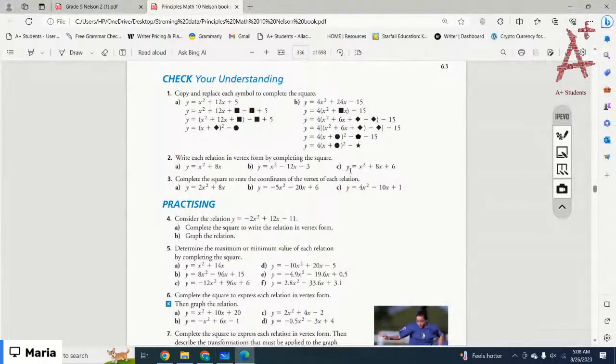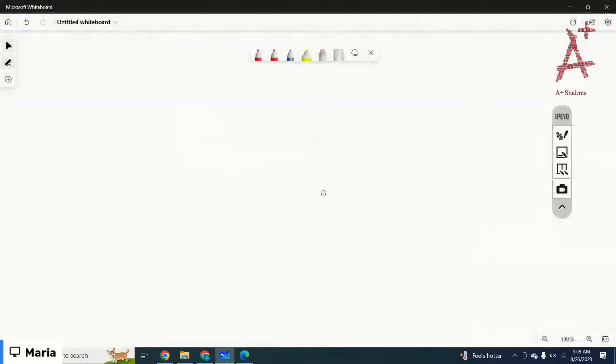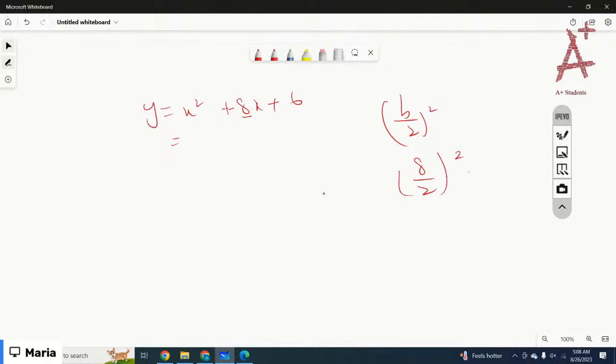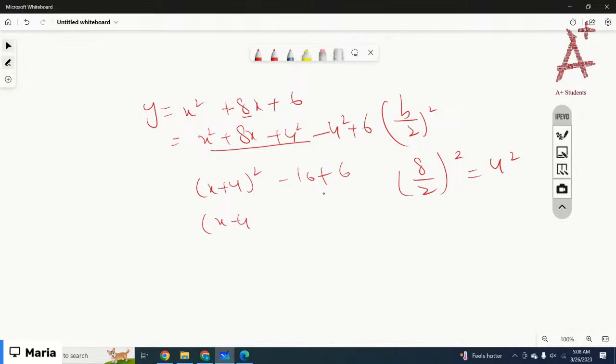Okay, C part. y equals x square plus 8x plus 6. You have to add b by 2 whole square. b is 8, 8 over 2 whole square. That means you have to add and subtract 4 square. x square plus 8x plus 4 square minus 4 square plus 6. So this one makes x plus 4 whole square, minus 16 plus 6 makes minus 10, right? So this is the equation.